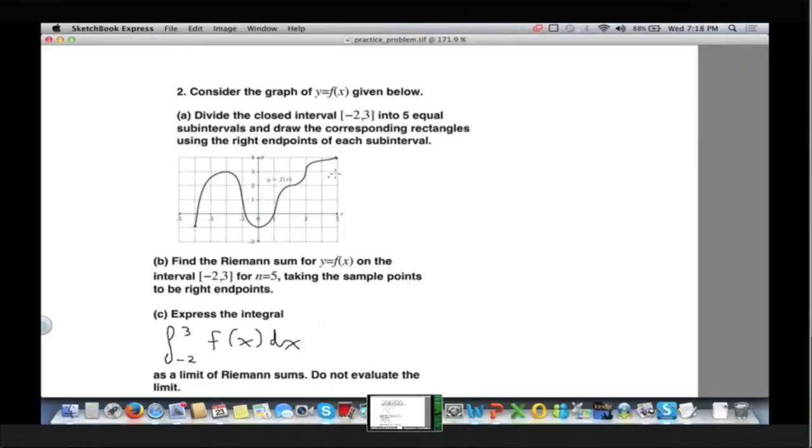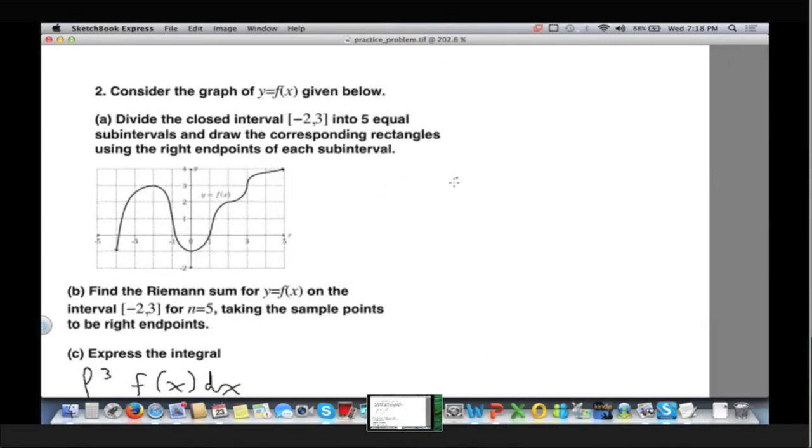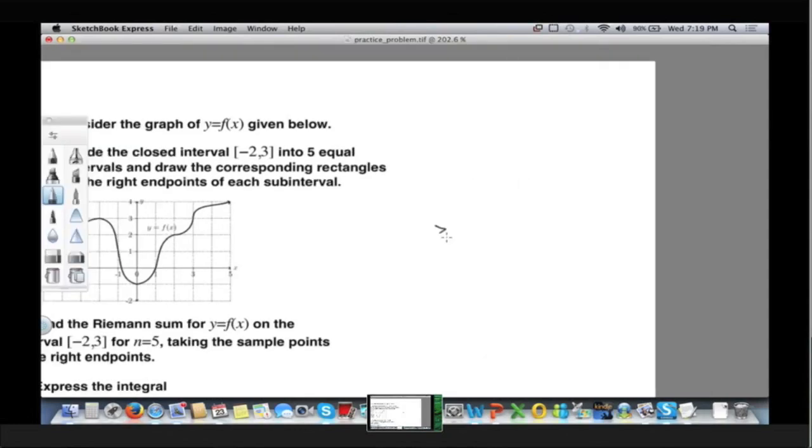That's good. I have the closed interval -2 to 3 into 5 equal subintervals. Okay. So and you can zoom in as much as is helpful for drawing on that graph. Okay, so first... Okay, good.